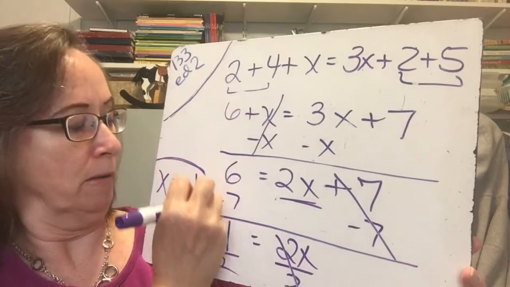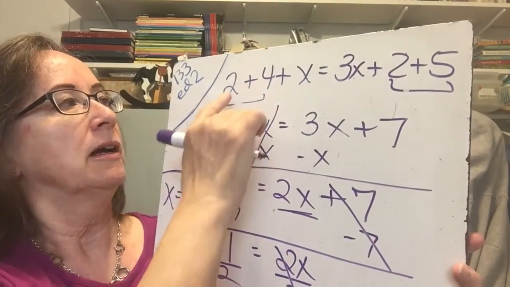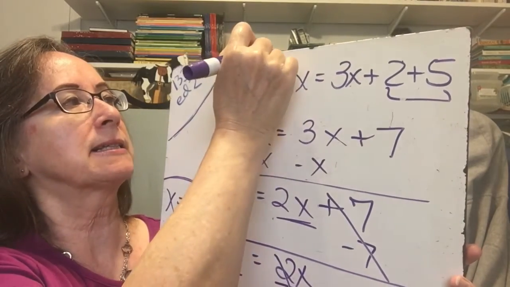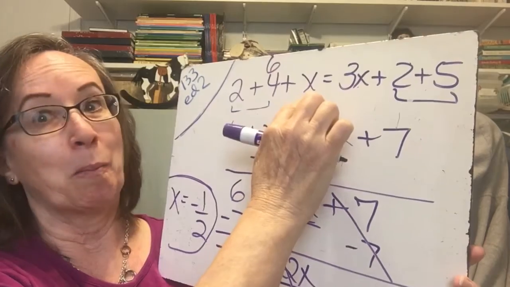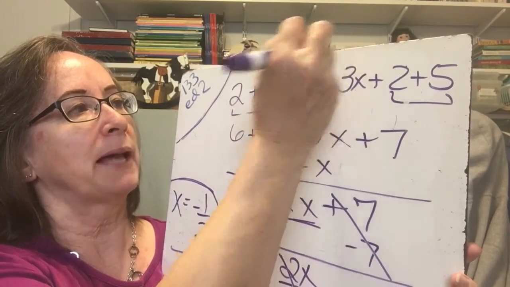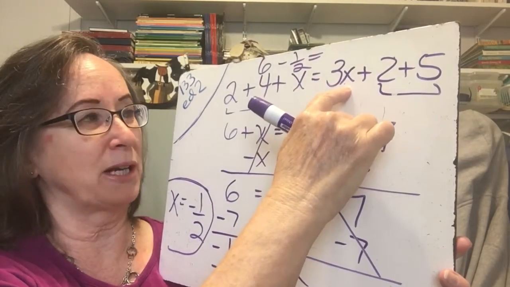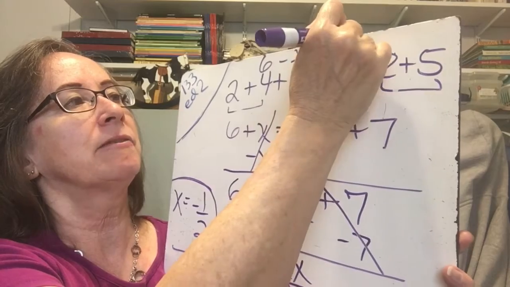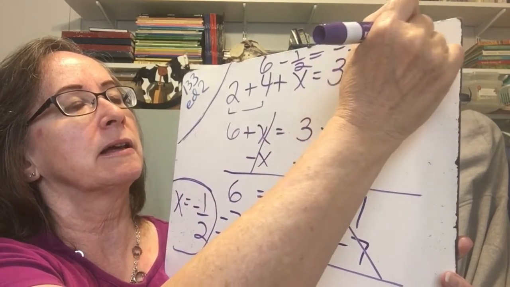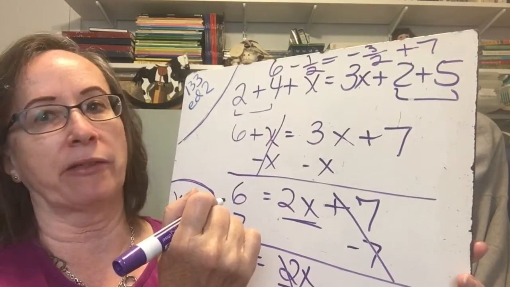So now let's go check it back here. So we've got 2 plus 4 is 6 minus 1/2. We'll come back and do that in a minute. So 3 times minus 1/2 is a negative 3/2 plus 7. Okay, so let's see if these equal each other.